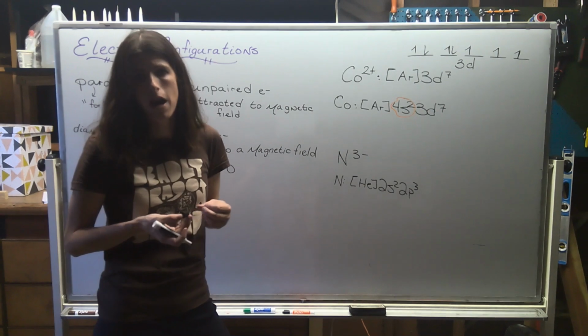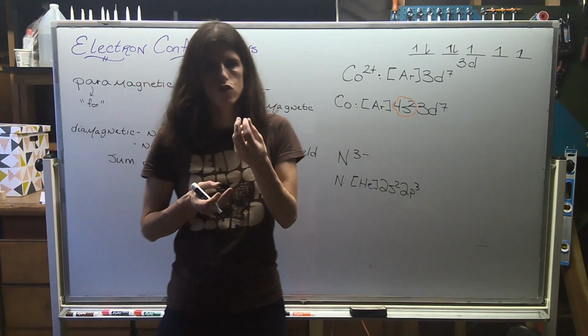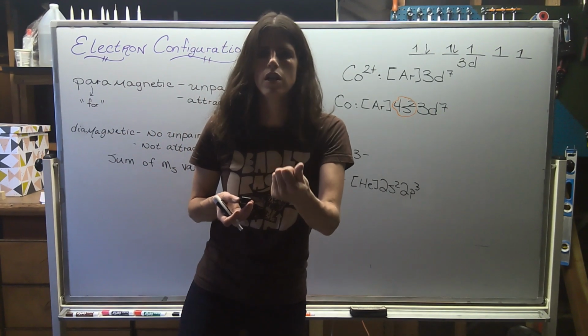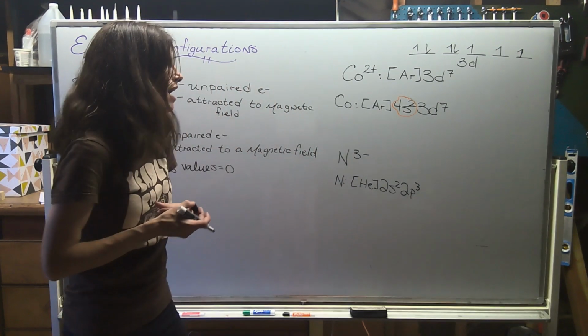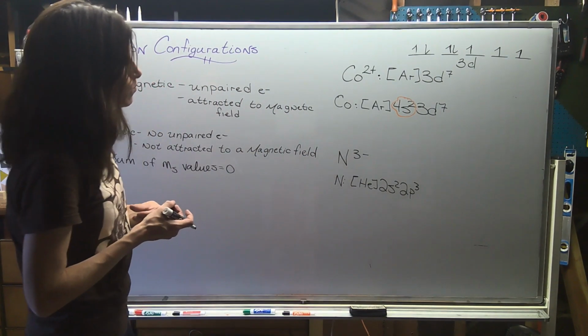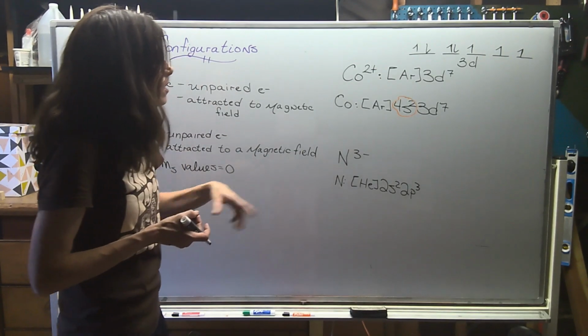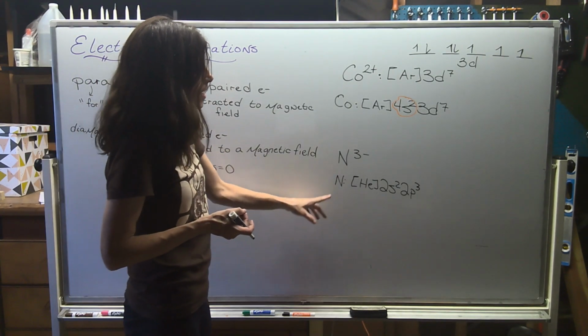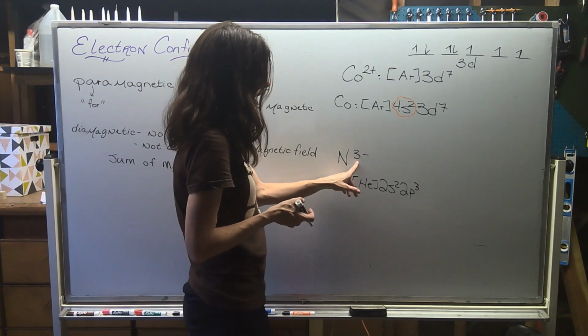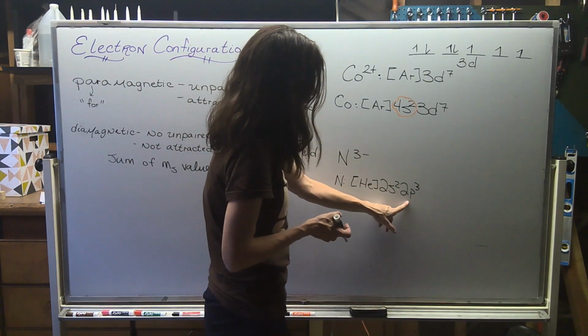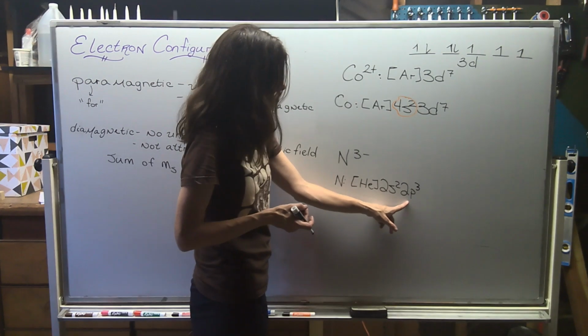In theory, it should be paramagnetic, but with that 1 unpaired electron, it's not really enough, at least with the magnets I have, to see that actually happen. So more unpaired electrons, more magnetic. We have nitride. And I did write the neutral one. However, when you're adding electrons, you just throw them into the last subshell that you're using.